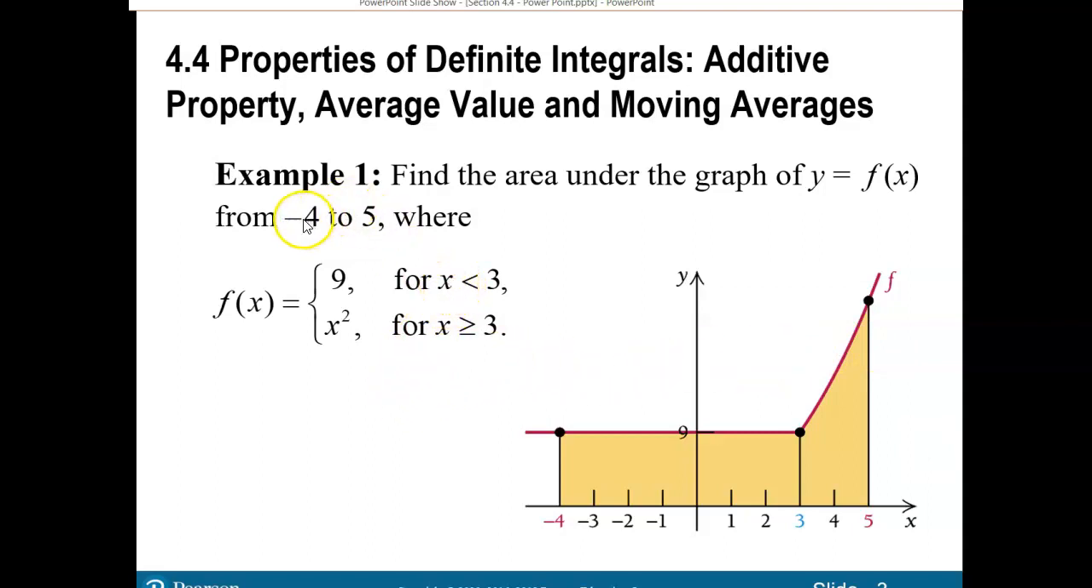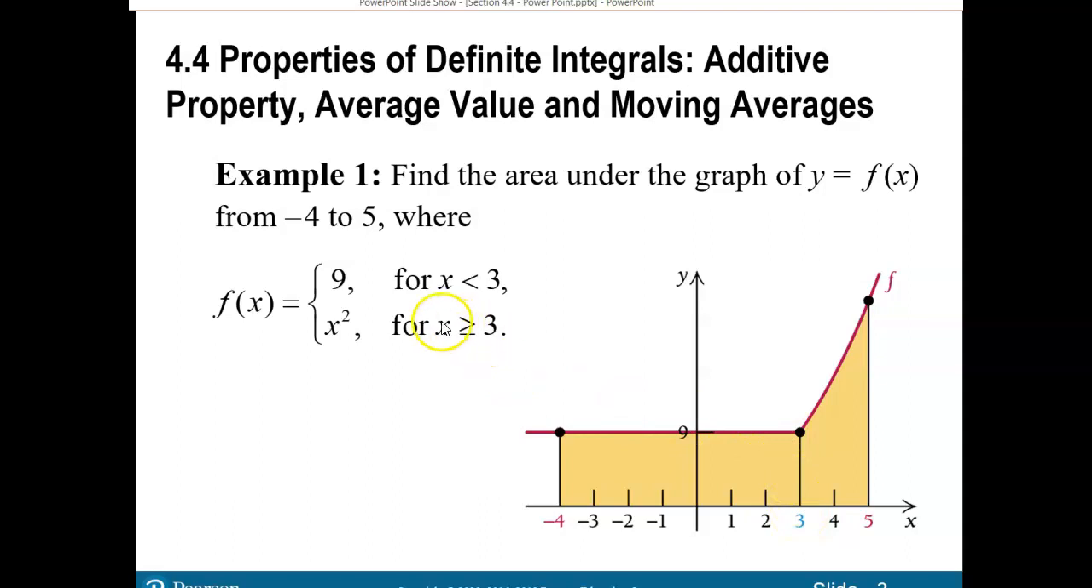Notice my problem is finding area between -4 and 5. So I start at -4 on the x-axis and go all the way to 5. My function is defined for any x less than 3 as the value 9. So way out here at -4, that's an x value less than 3. Our function is a constant value of 9, so a horizontal line up here at 9, and that would extend all the way to the x value of 3.